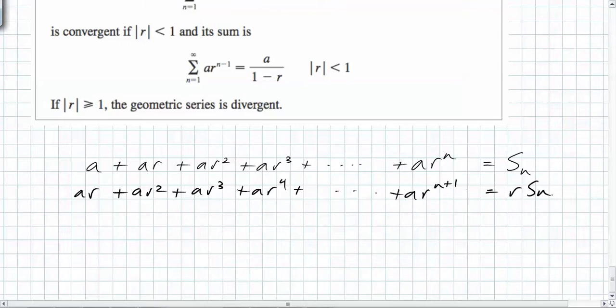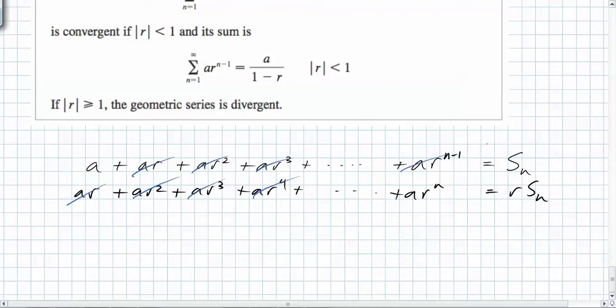What's wrong? The first one should be AR to the n minus 1. Wait, what? All I did was multiply all of these by R, right? No, the first one was written wrong. The first one, AR to the n minus 1. Oh, right here. You're absolutely right. Thank you. To the n minus 1 like this. Good.